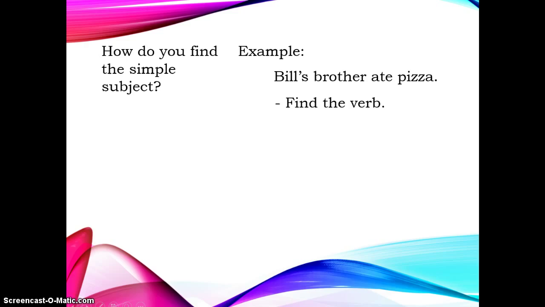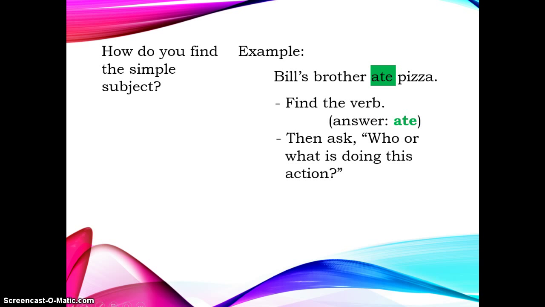How do you find the simple subject? Well, let's look at our example sentence again. Bill's brother ate pizza. First, we found the verb. We said the verb of the sentence was ate. Because it was the simple predicate, we put a green box around it.